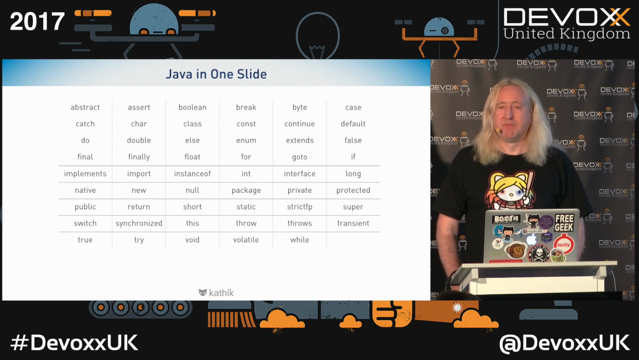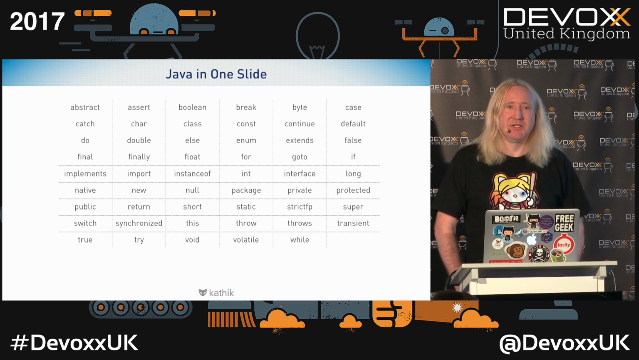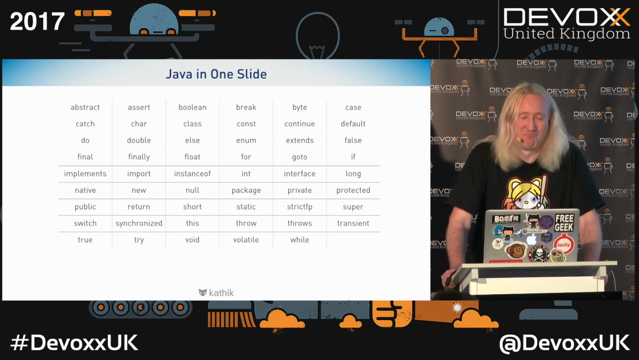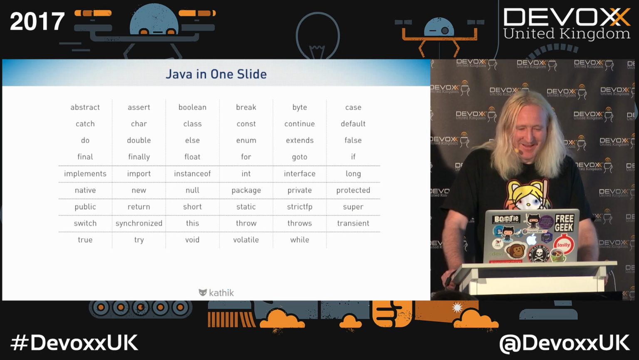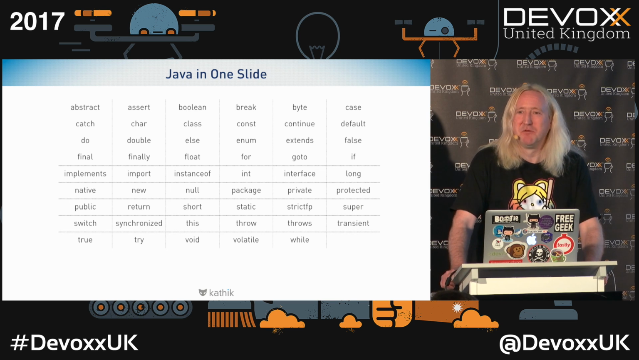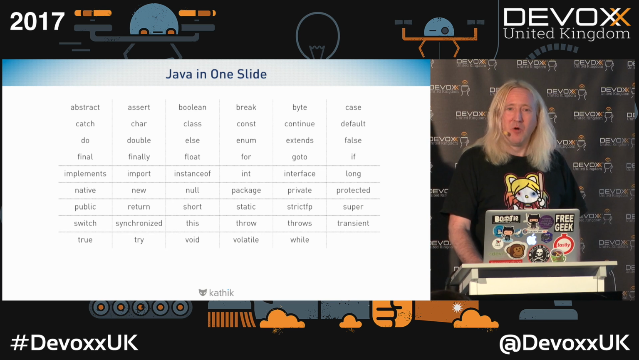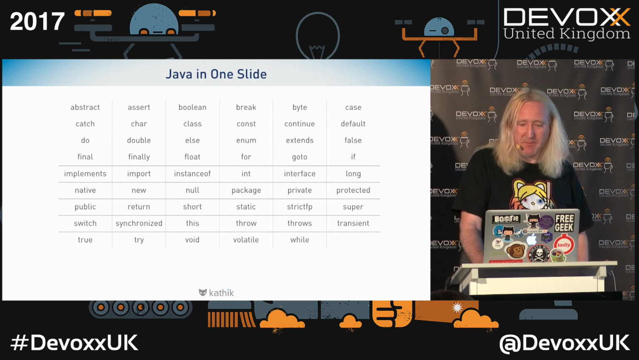Goto and const. Both are reserved words in Java, and both are illegal, and the compiler will reject any file which tries to use them. They are reserved for future use. Good luck with that. There are, of course, other keywords here which you may never have used or shouldn't use. Assert, for example. But we'll come back to some of those stranger keywords in a bit.